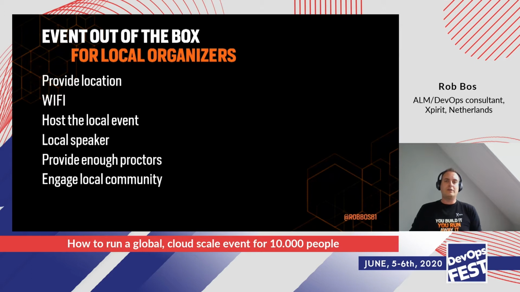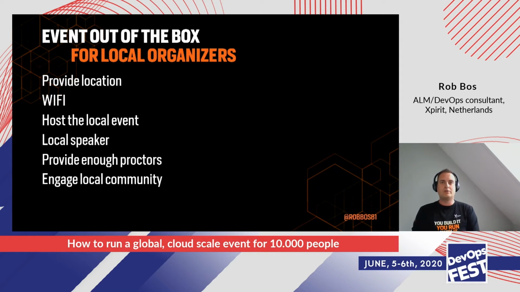That means for the local organizers that we provide a lot of stuff for them. But they then need to provide a location where they can open the doors and make sure there's coffee and other drinks available. They need to have a working internet connection, of course, because we are doing everything in the cloud as well. They need a way to host the local event.